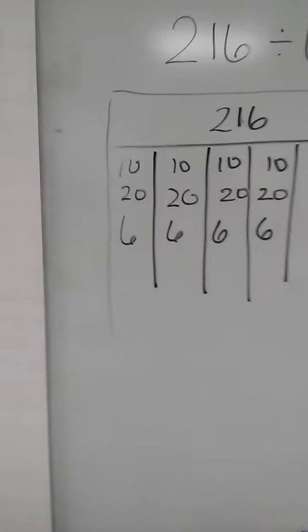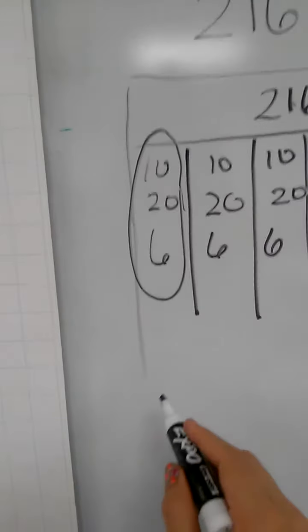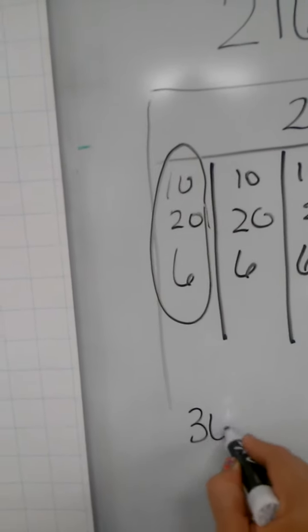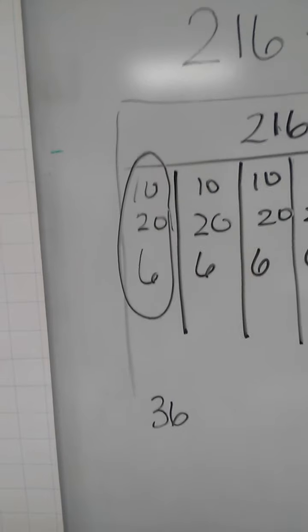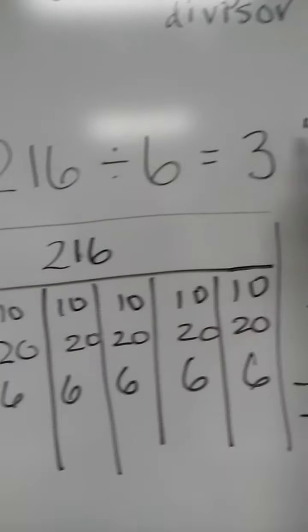My answer is in one of the columns. One of these groups of 6 is 36. So the answer to my problem 216 divided by 6 is 36.